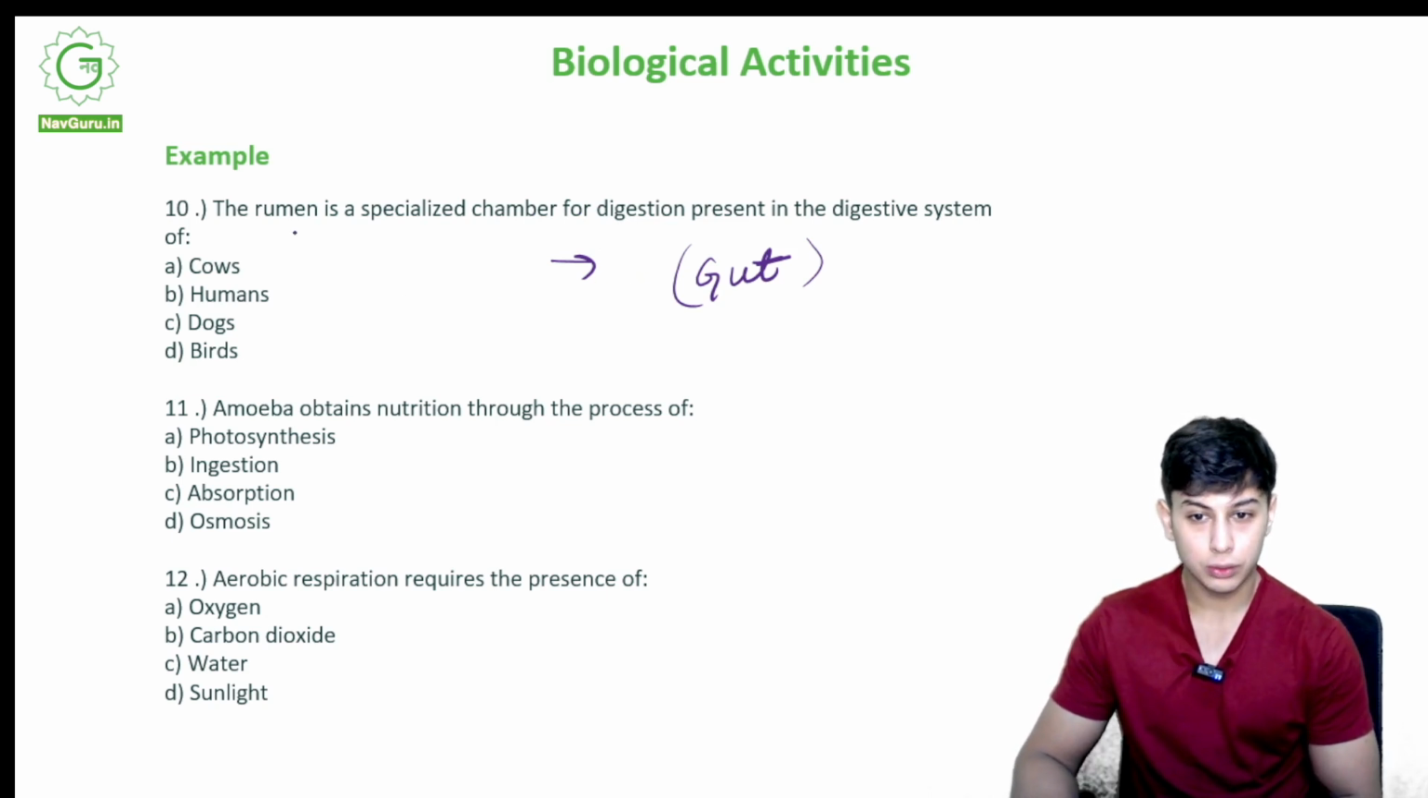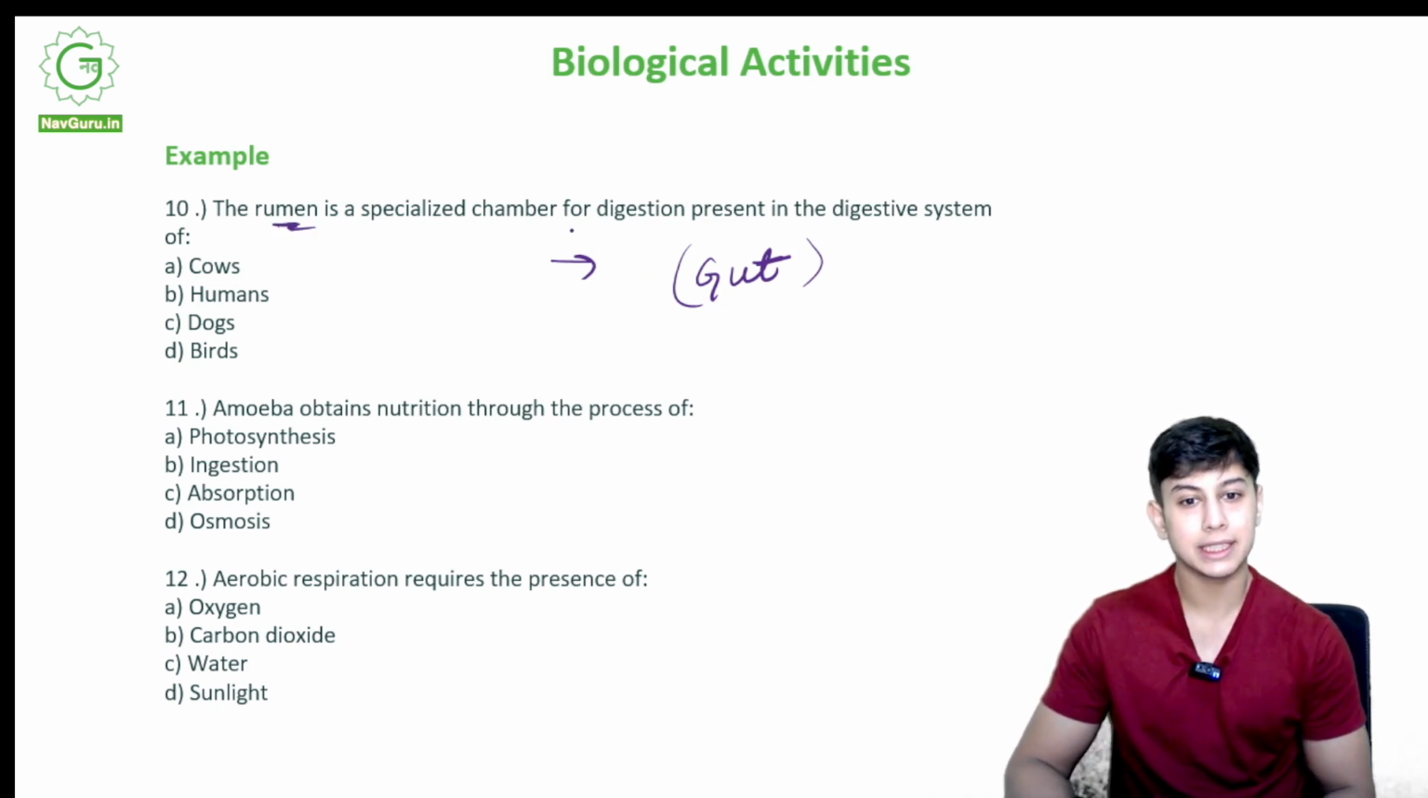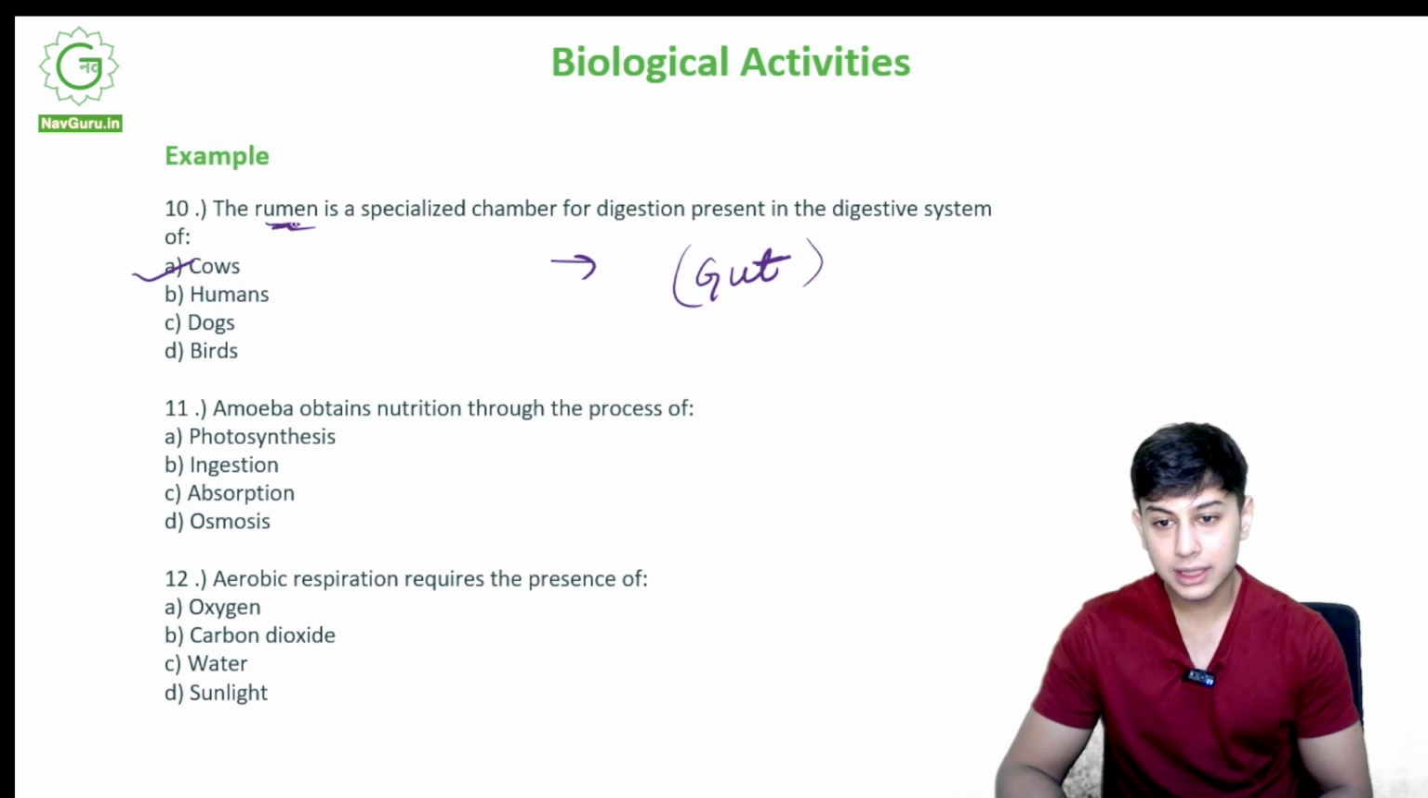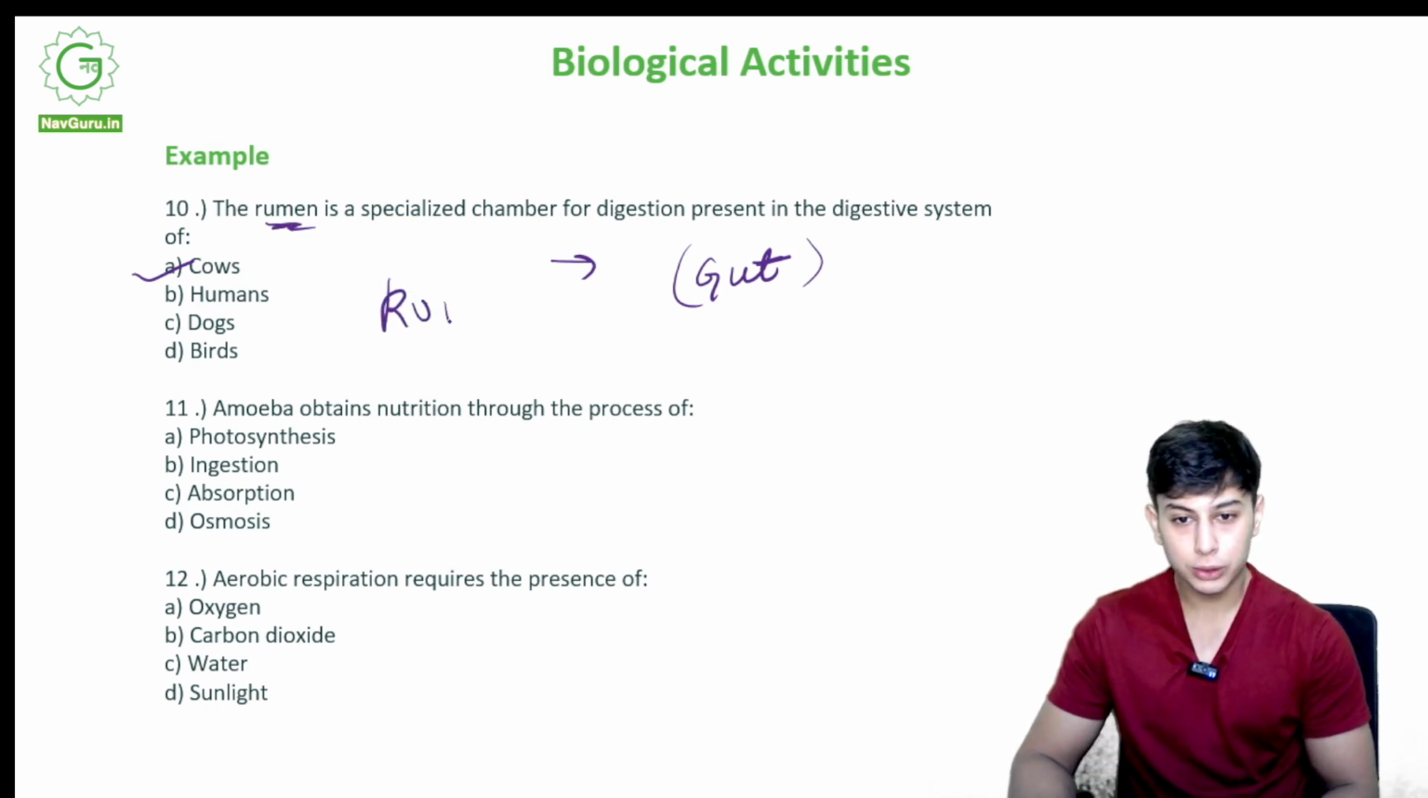So the rumen is a specialized chamber for digestion present in which of these animals? Correct option is option A. Rumen is in cows. Alright, RUMEN. If they ask, it is in cows.